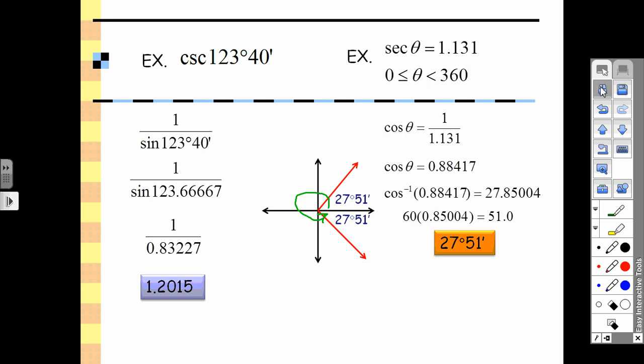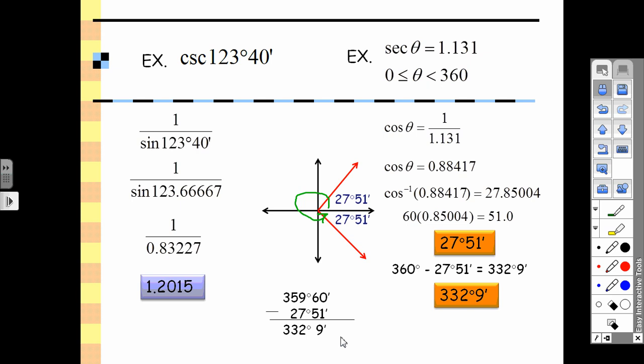To figure that one out, we're going to take 360 and subtract the 27 degrees, 51 minutes. If you forgot how to do that using borrowing a degree and turning it into minutes, this turns into 359 degrees, 60 minutes. Line up your degrees and minutes and just subtract. So we get 332 degrees and 9 minutes. And that is your second answer.